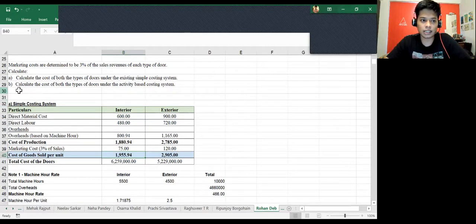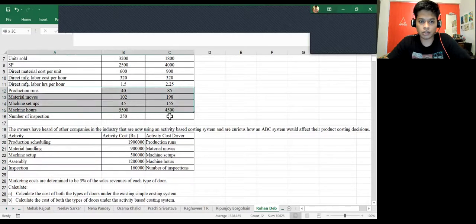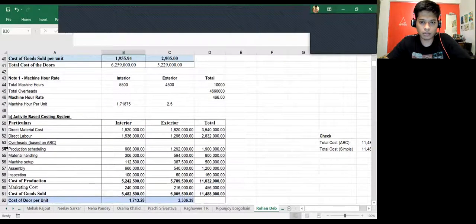The second part says to calculate the cost of both as per activity based costing. In this case, the activity cost drivers were easily given. These are the drivers which were given, and this is the total, and we were given the activities also. So the first thing that we needed to do was total these drivers, find the total number of drivers, and then divide each activity cost by that driver. So this is my activity-based cost system.